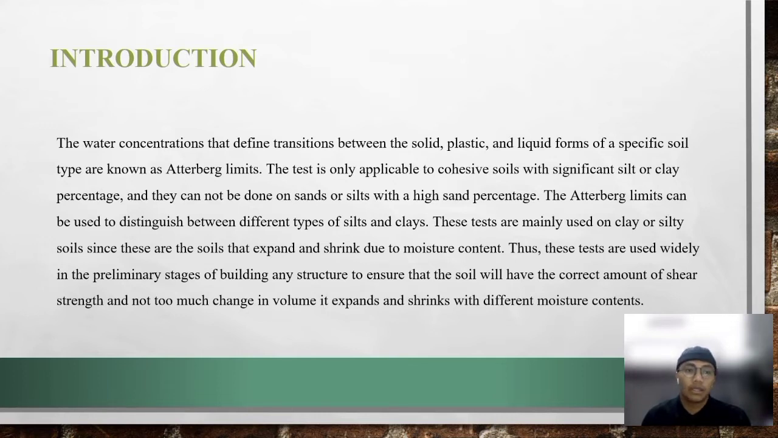So for the introduction, the water concentrations that define the transition between the solid, plastic and liquid forms of a specific soil type are known as Atterberg limits. The test is only applicable to cohesive soils with significant silt or clay percentage, and it cannot be done on sands or silt with a high sand percentage. The Atterberg limit can be used to distinguish between different types of silt and clays.